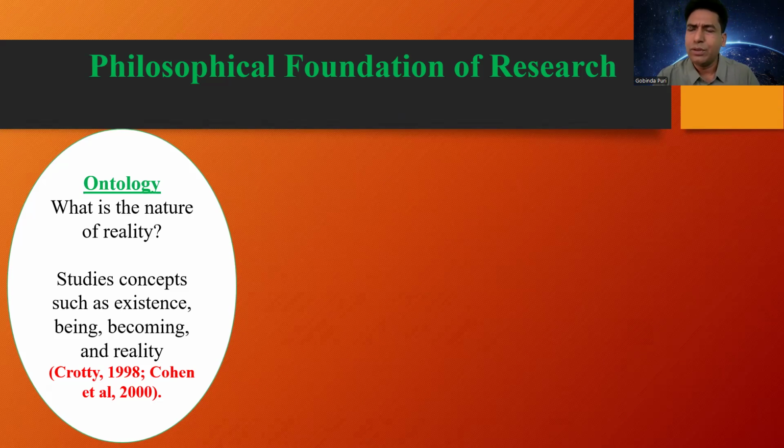If you talk about me, when I started my MPhil degree, it took a long time to be clear on these two terms, ontology and epistemology. Confusing. So, what is ontology first? Ontology talks about the nature of reality. Okay, what is the nature of reality? It studies concepts like existence.